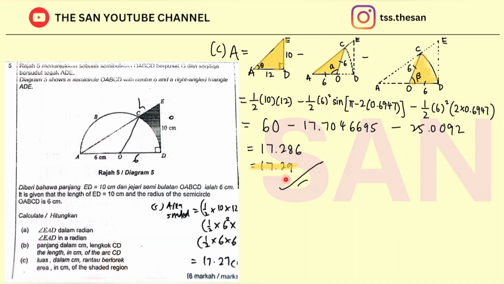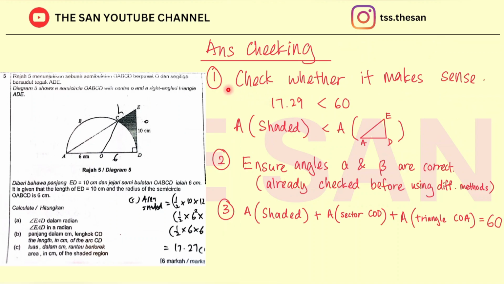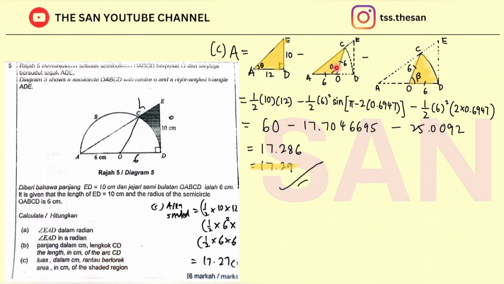So next, to do the answer checking, first you have to spend 1 second to see whether your answer makes sense or not. So just now the answer, which is the area of the shaded region, is 17.29, right? So you have to make sure this value is smaller than the area of this huge triangle. So the area of this huge triangle is 60. So this value is smaller than this value. That means our answer makes sense. So the second step, you have to ensure that the angles A and beta are correct. This angle A and this angle beta are correct. You have to make sure.